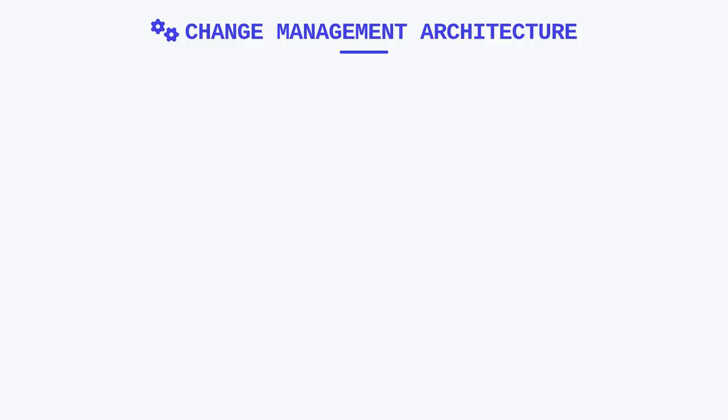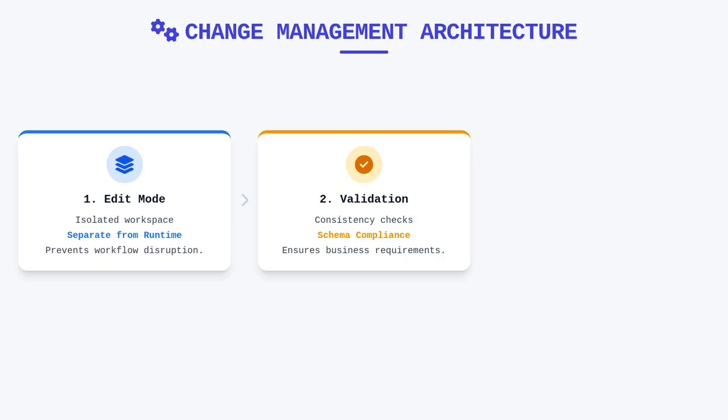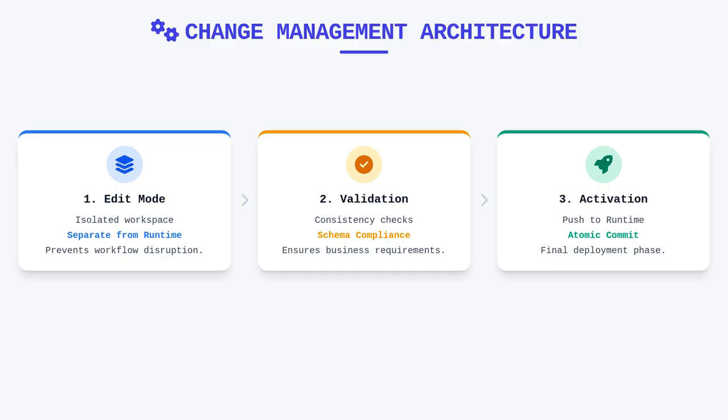When you attempt to change an attribute, the system places the domain into an edit mode, creating a separate workspace for your session that remains isolated from the active runtime configuration. This isolation ensures that other users or administrators cannot unexpectedly disrupt your workflow while you are in the middle of a complex update. Once you have made your changes, you must validate them, which triggers a series of consistency checks to ensure that the new values conform to the domain schema and business requirements. Only after you click the Activate Changes button are those modifications pushed to the runtime.